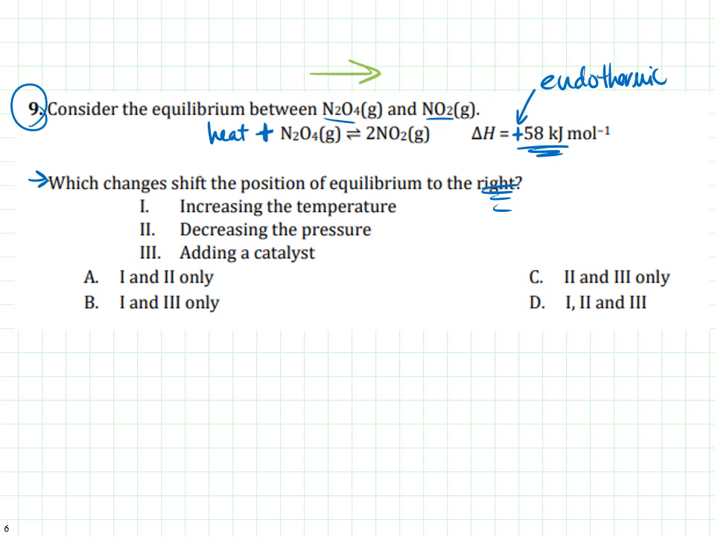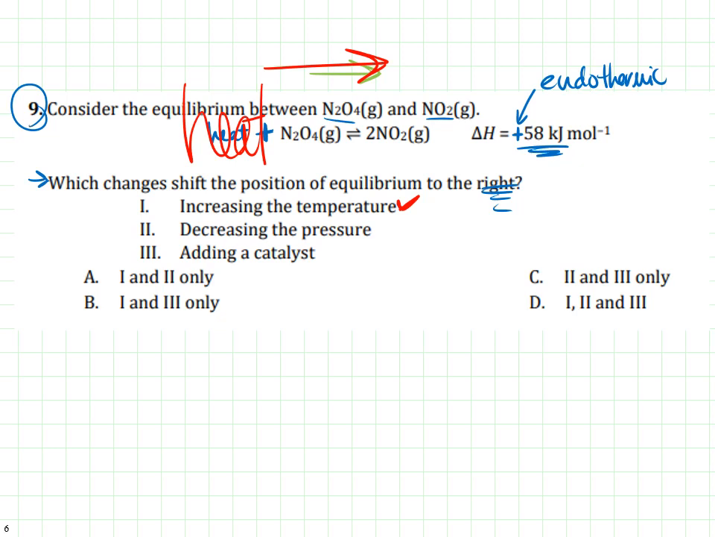Favor that forward reaction. So if I increase the temperature, that's like I have too much heat. Too much reactant is going to shift the reaction to the right so that I can get rid of that extra heat. So that one's a yes.